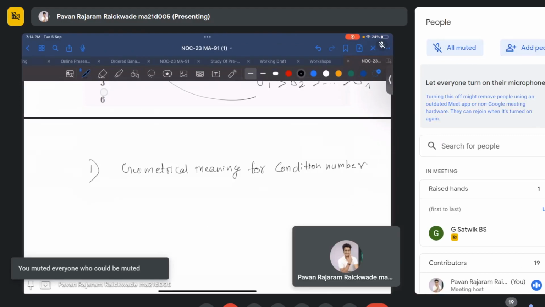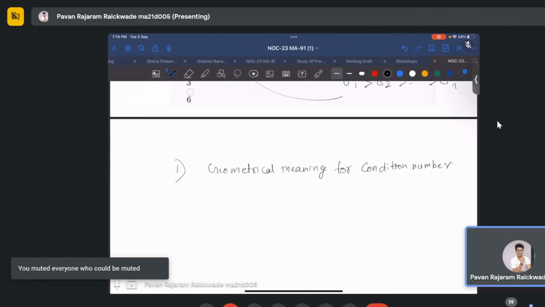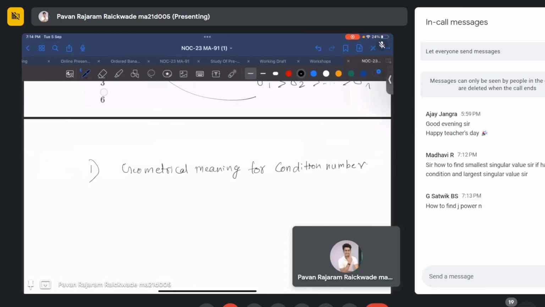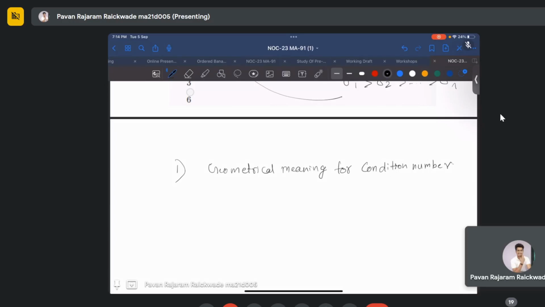Sir might have explained that in the videos, but if not, just let me know in the next session and I'll see the formula. You can search the internet, you will get a formula for J power n. It's not so hidden. Are there any other doubts?